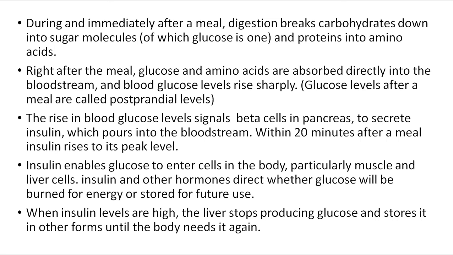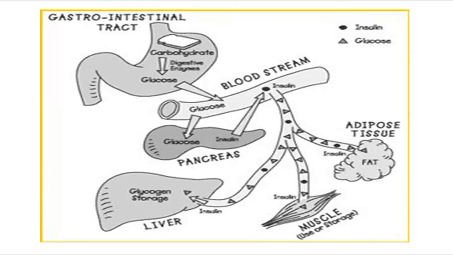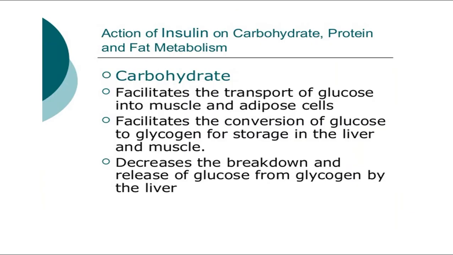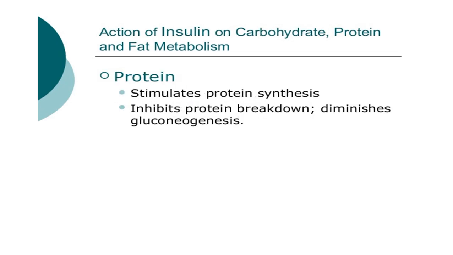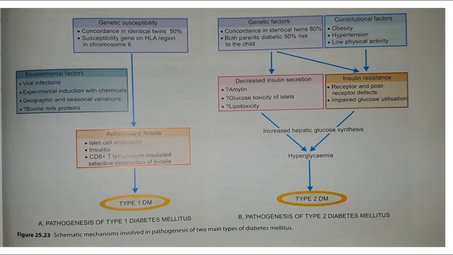Insulin enables glucose to enter the cells in the body, particularly muscle and liver cells. Insulin and other hormones direct whether the glucose will be burned for energy or stored for future use. So insulin decides whether our body has a requirement for glucose for energy, or for storage for future use. When the insulin level is high, the liver stops producing glucose and stores it in other forms until the body needs it again. So the liver mainly acts as a storage organ. Similarly, protein synthesis and fat stimulate lipogenesis.